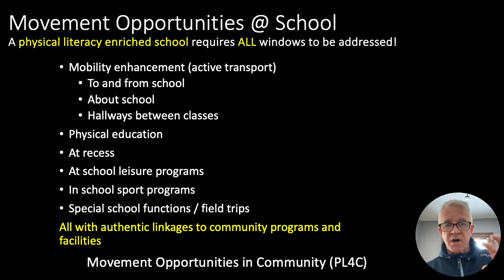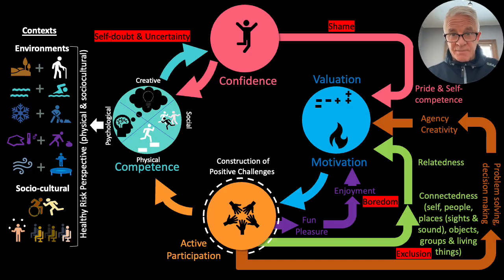So we've talked about movement opportunities at school. If you do a good job in all of these categories, you'll have a physical literacy enriched school. There's none in the world at this moment. I've got some that I've been to that are maybe 50% on this list. Communities, even less. But we really need to use physical literacy as a mindset to say, how do we create schools as part of communities where everybody can belong through movement, where everybody can find their movement voice, develop it, and use it.